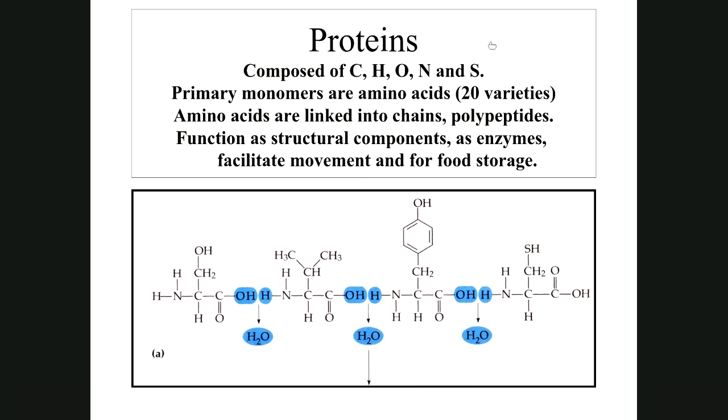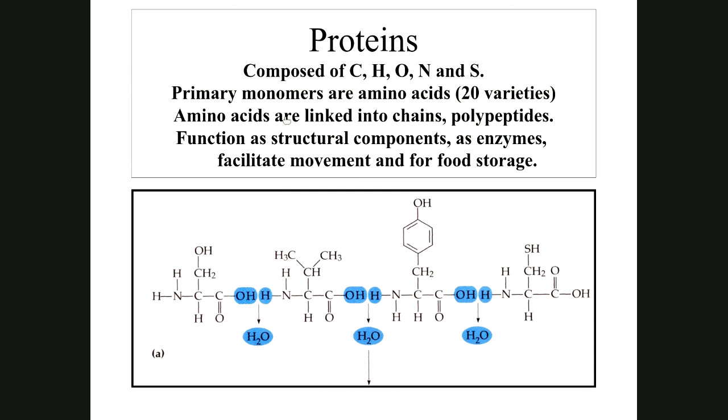Proteins are composed of carbon, hydrogen, oxygen, nitrogen, and sulfur. The primary monomers, the building blocks, are called amino acids. So amino acids are the building blocks for proteins. There are 20 different amino acids. Now, you're not going to know all the names of all the amino acids, not in this class. When you get into micro and beyond, you will have to know some of them.